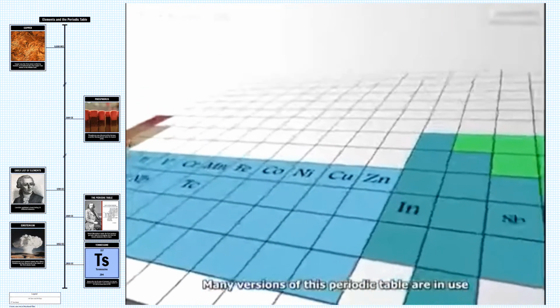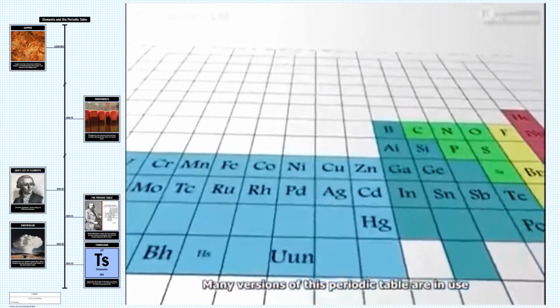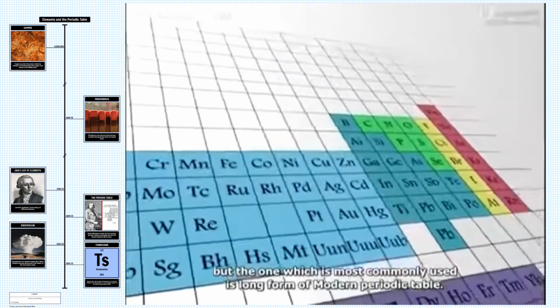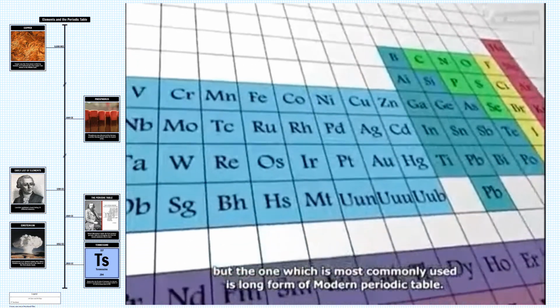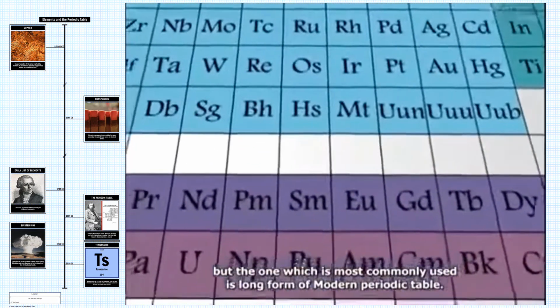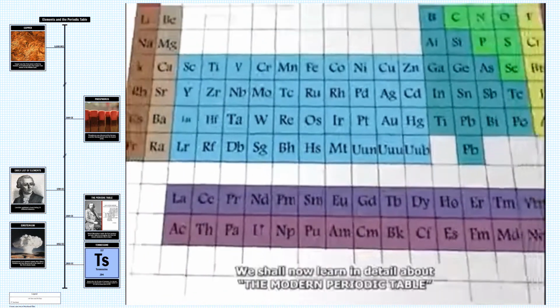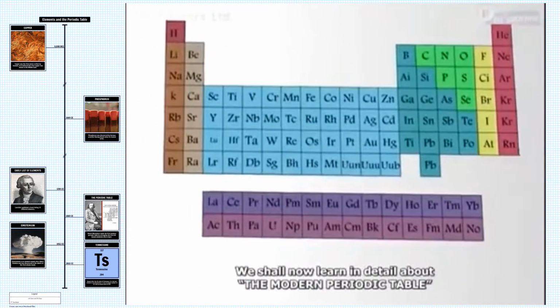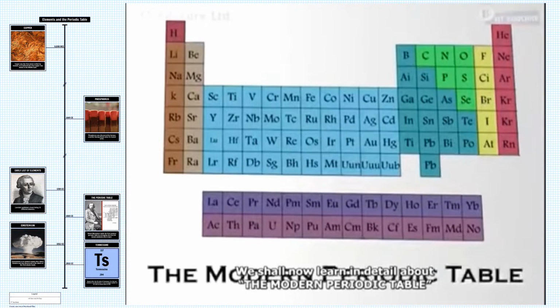Many versions of this periodic table are in use, but the one which is most commonly used is the long form of the Modern Periodic Table. We shall now learn in detail about the Modern Periodic Table.